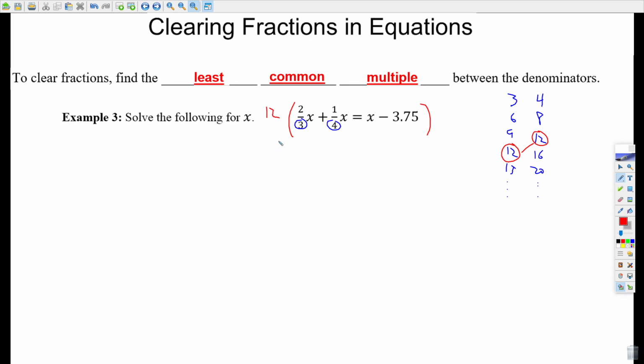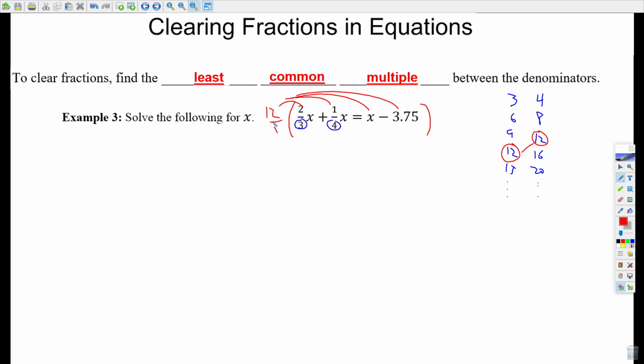Really what we're doing is we're multiplying both sides by 12. You're allowed to do that as long as you do it to both sides. But I'm going to basically do a big distributive property where 12 is being multiplied to everything over here. It's also going to go to these things as well. So let's do that. 12 times 2/3.